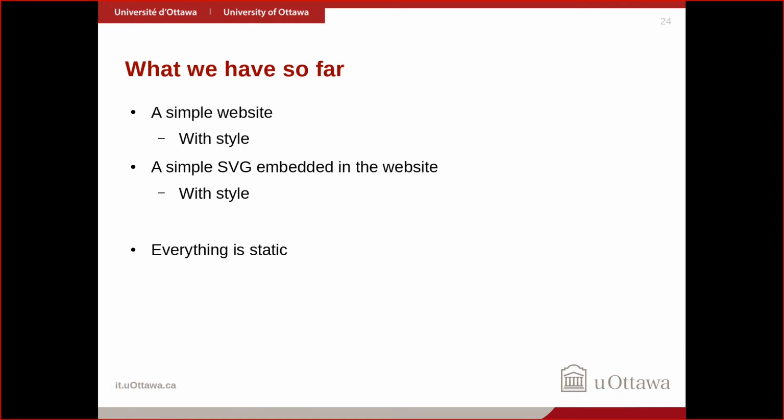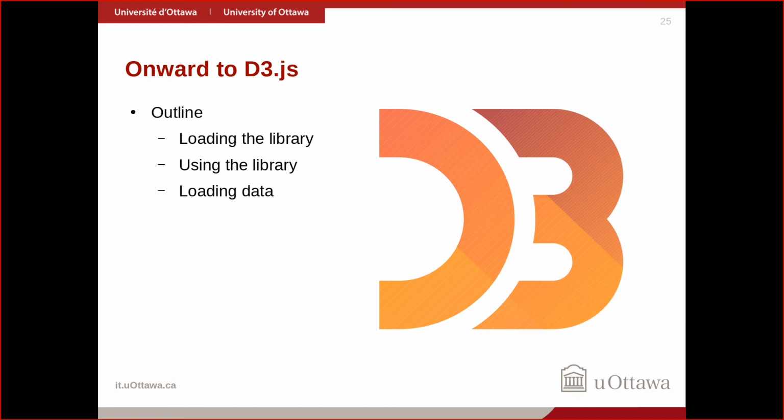So what we have now is a simple website with style, and a simple SVG in this website also with style. But so far everything has been static. And now we're going to use D3. So here we'll learn how to load the library, how to use the library, and also how to load external data from CSV files.